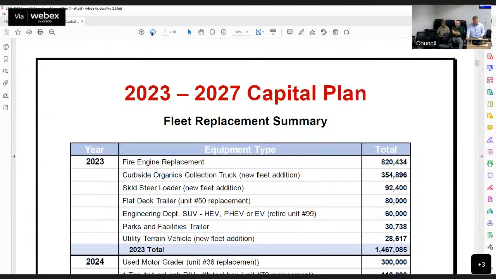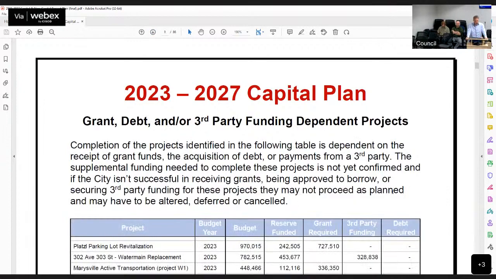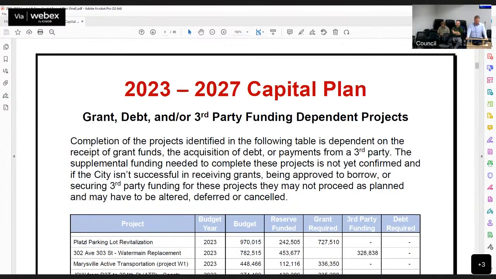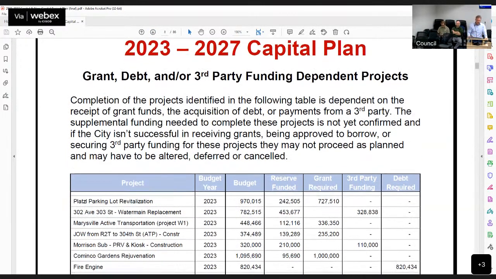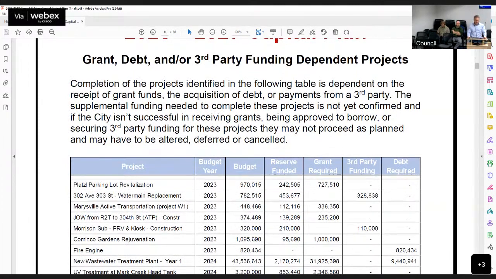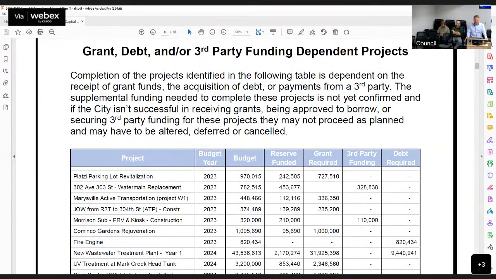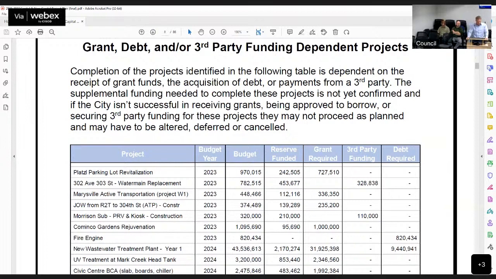So on to the next page, where we talk about grant, debt, and our third party funded projects. These are the projects in the 5-year financial plan where some of the funding is dependent on the receipt of grants, the acquisition of debt, or contributions from a third party. So we talked about the Plattsville parking lot a few minutes ago.